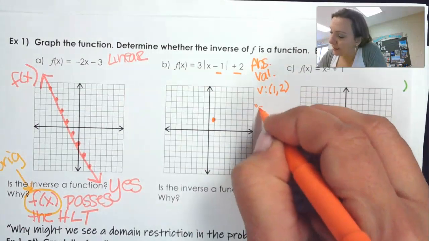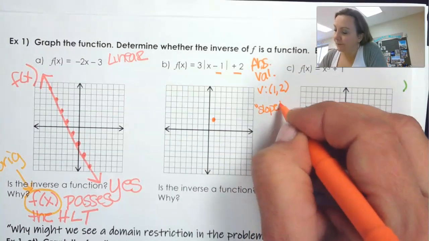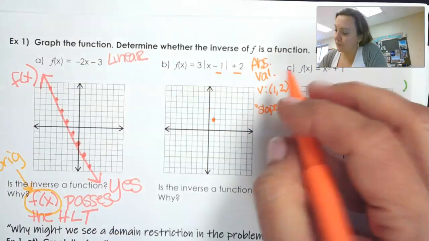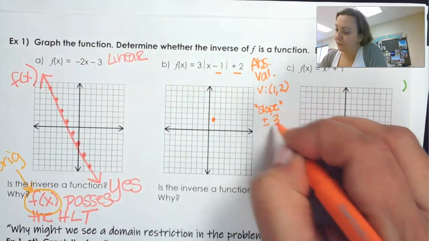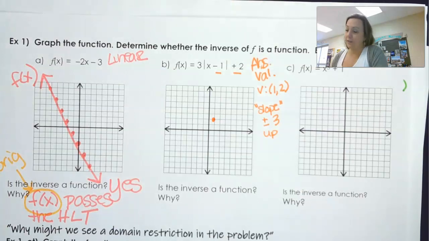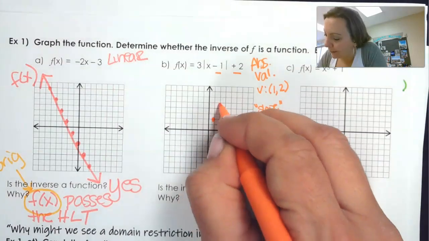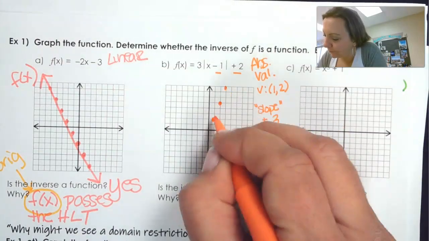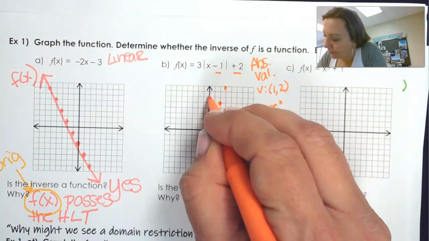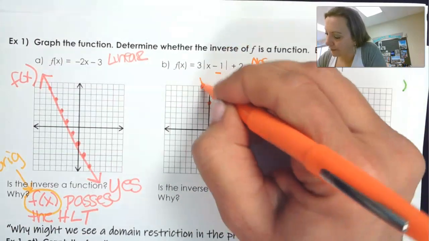And the opening is going to have a slope of plus or minus 3. And since it's positive, we're going to go up. So we're going to go up 3 over 1 in both of those directions here. Okay.